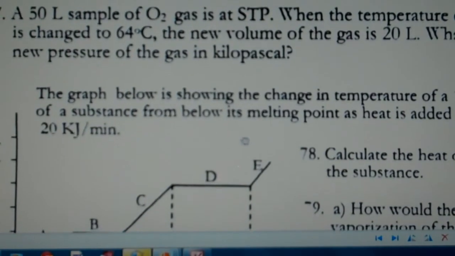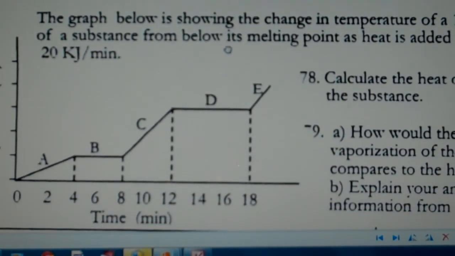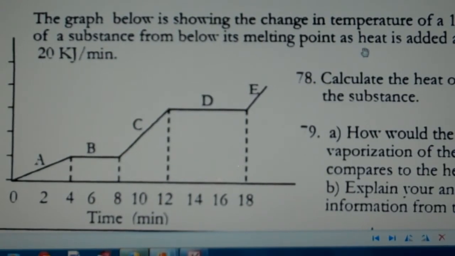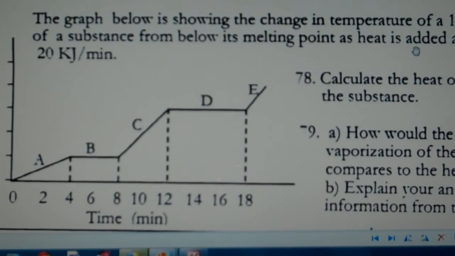Now for question number 78 and 79. They both are dealing with this graph. They also have some information given to you in the beginning. It's talking about a 15-gram sample that starts below its melting point, and heat is being added, so we're absorbing some energy at the rate of 20 kilojoules per minute.